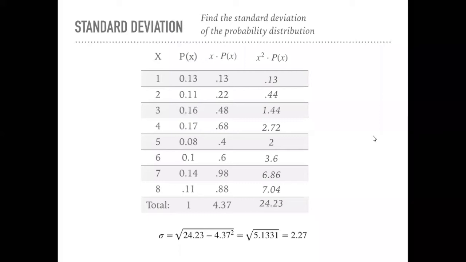So we plug it into our formula. So 24.23 minus the mean 4.37 squared. You're going to follow order of operations. So you're going to square things first, then you'll do your subtraction, and then we have that square root that we have to take care of. So we'd have the square root of 5.1331, giving us approximately 2.27.